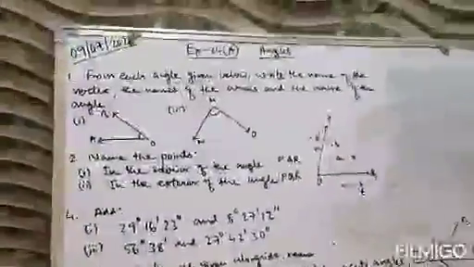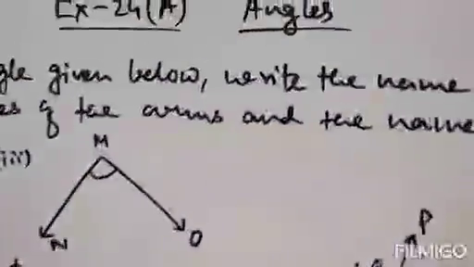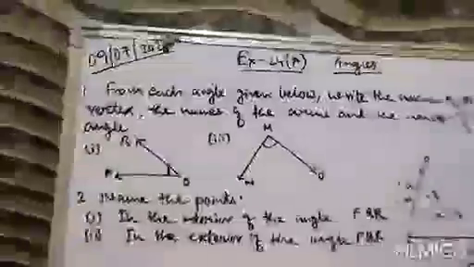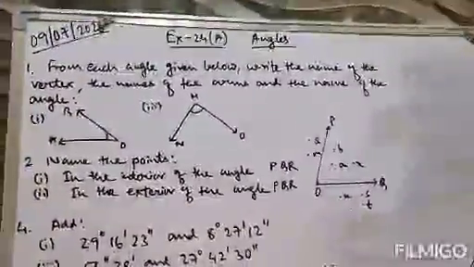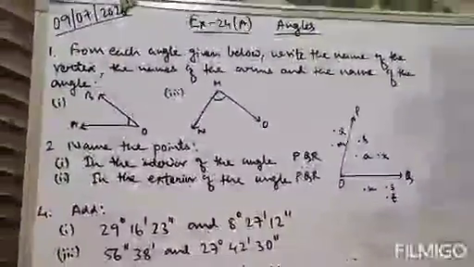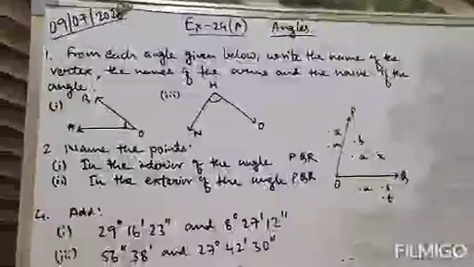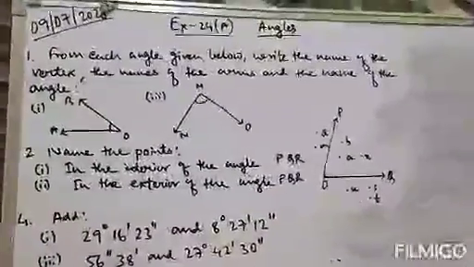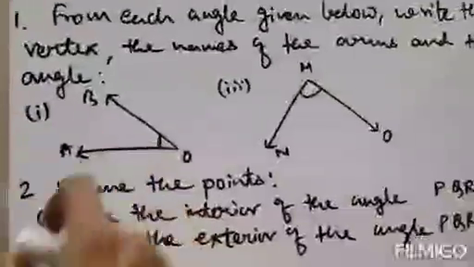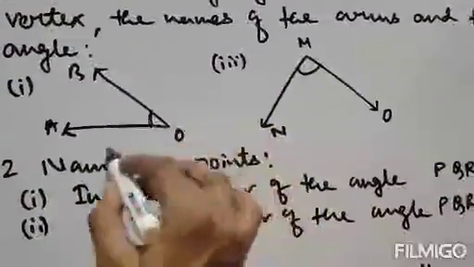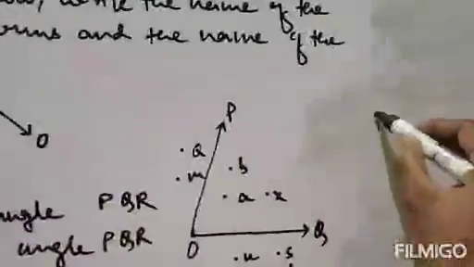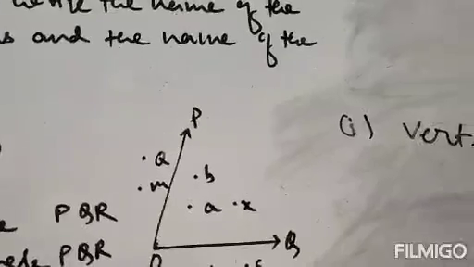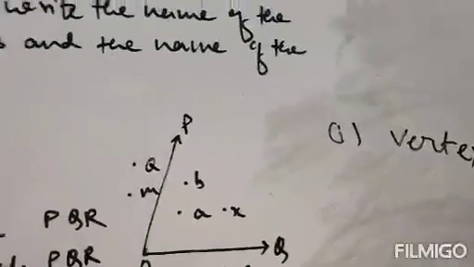Now we will solve questions from exercise A based on the theory part. Question number 1 says: from each angle given below, write the name of the vertex, the name of the arms, and the name of the angle. So first one, here the vertex is O. Point O is the vertex.